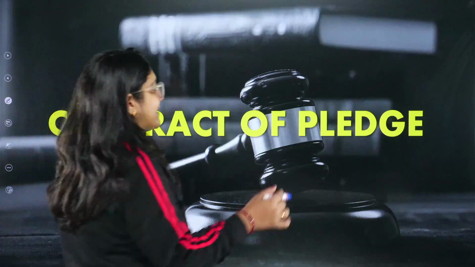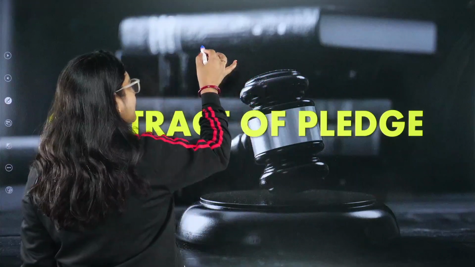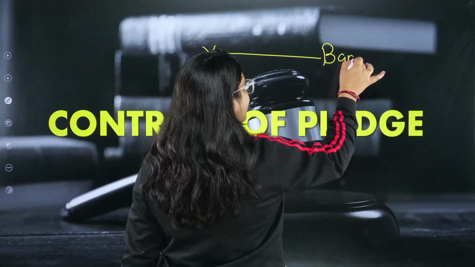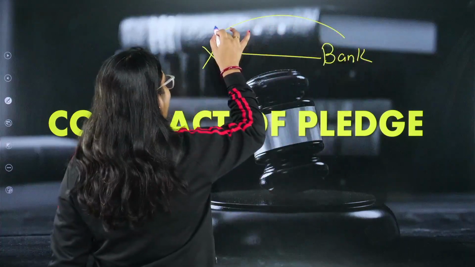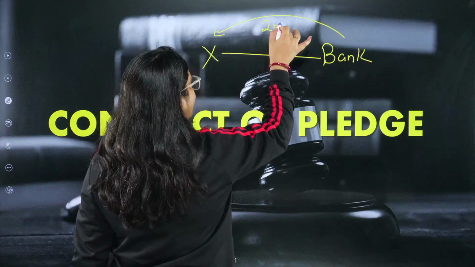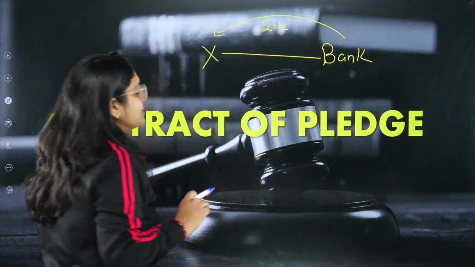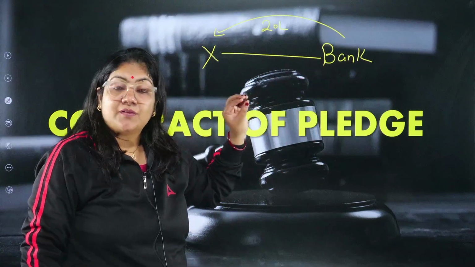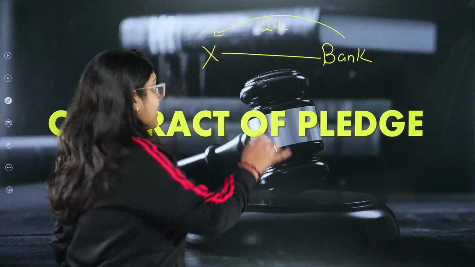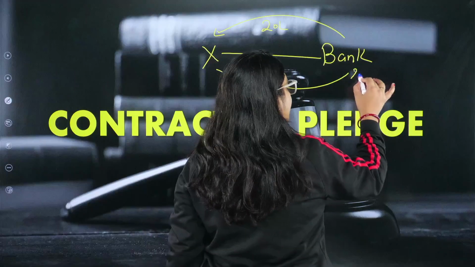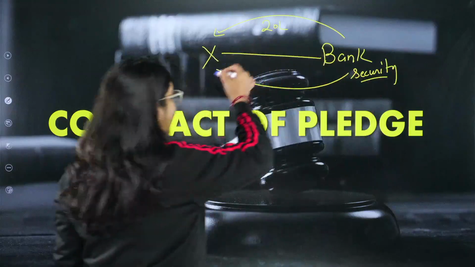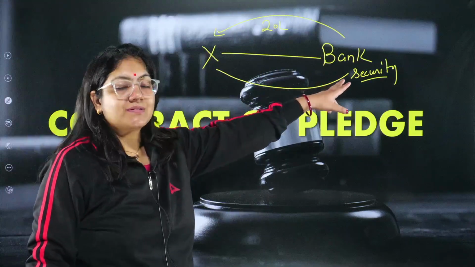First of all, class, as we know, suppose person X wants to take a loan from the bank. Suppose the bank has given 20 lakh rupees as a loan. Now tell me, the bank will not give that much money free of cost. The bank will obviously take some security from person X. So what is this security?